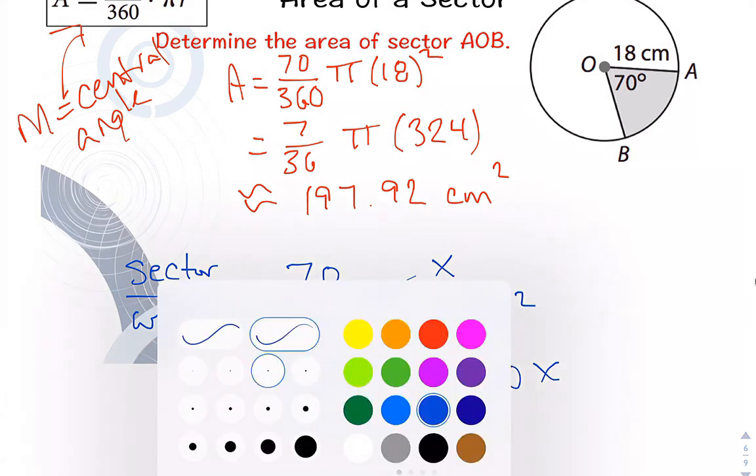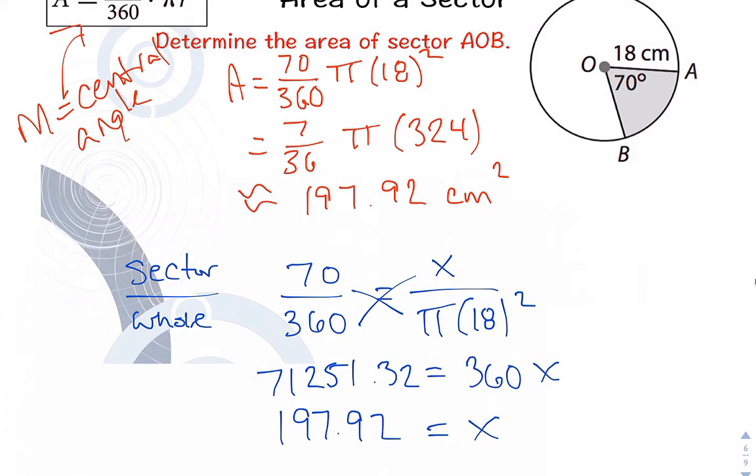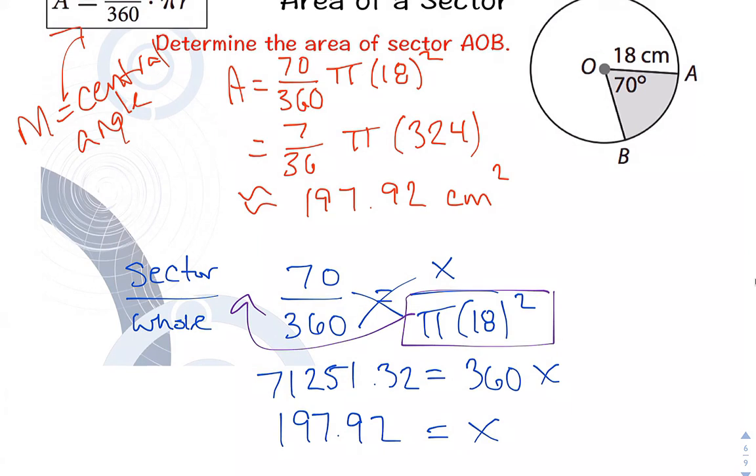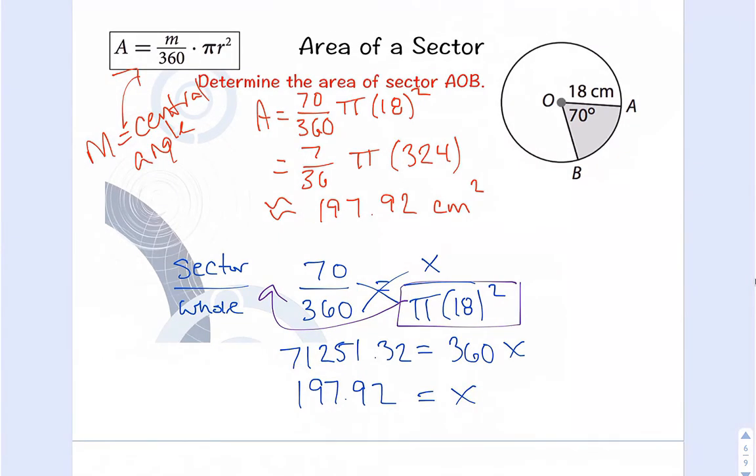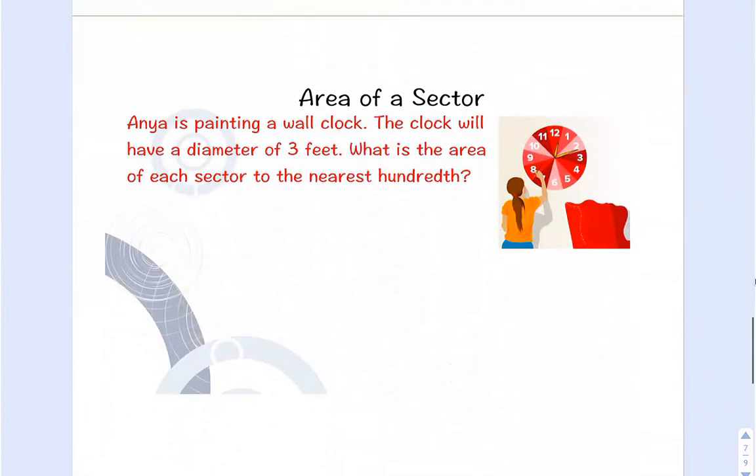our first equation. If you look here, if you solve for x, all you do is take this guy and multiply it over, which is just our 70 over 360 times pi times 18 squared. So they're essentially the same equation, just a different way of looking at it. So you pick which way works best for you and run with that. Okay. All right, so let's take a look at this guy.